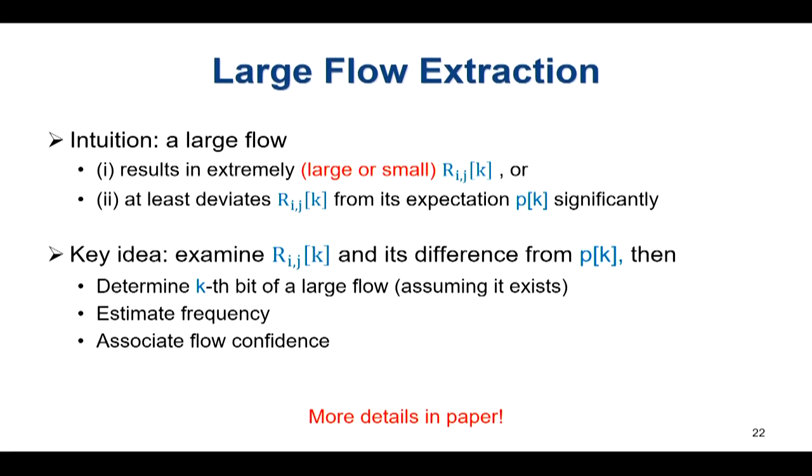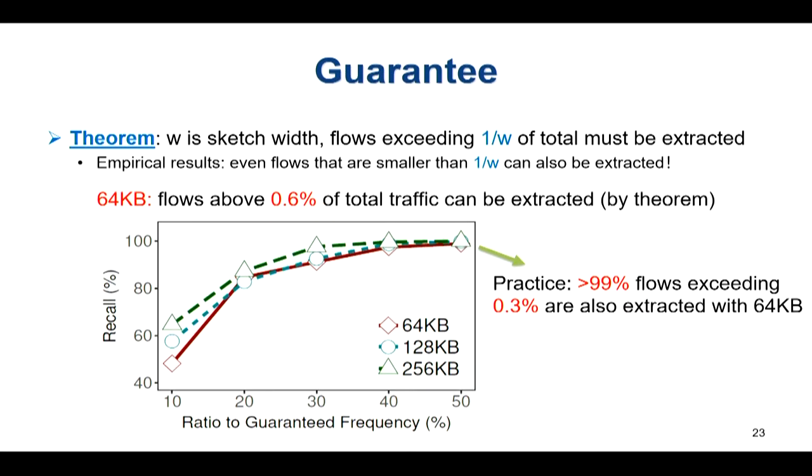So our key idea is to examine all instances of the random variable in the multi-level sketch. Based on their values, we can determine whether there is a large flow, recover the flow key, and calculate its frequency and flow confidence. Here, I just show the high-level idea, and you may read our paper for more details.